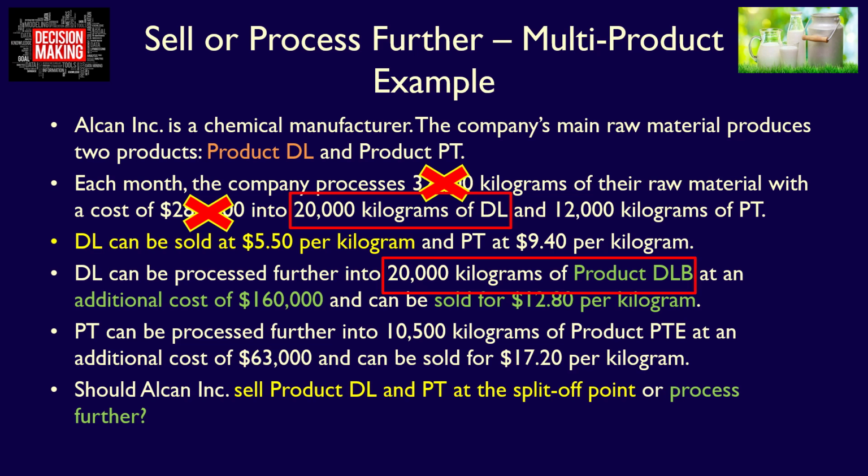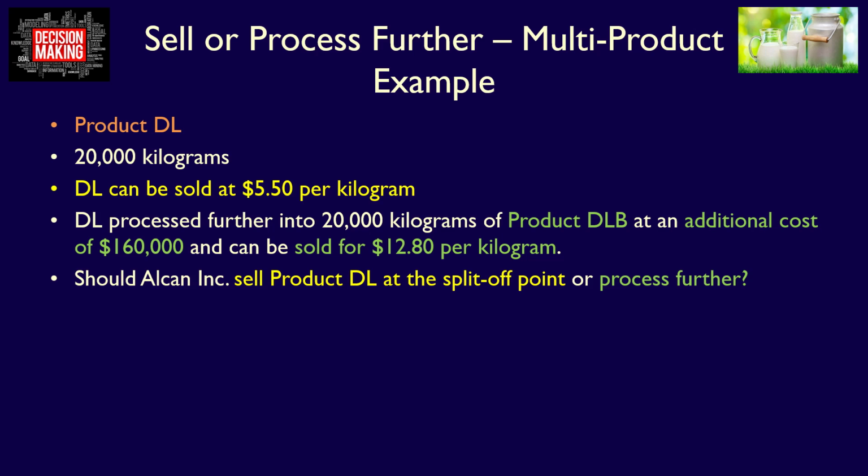20,000 kilograms of DL can be processed into 20,000 kilograms of DLB. Since there is no change in the amount of the product under both alternatives, it means that we can perform incremental analysis on a per kilogram basis or on a total revenue and total cost basis. If we choose to perform the incremental analysis on a total revenue and total cost basis, then yes, this is relevant, even though it does not change between alternatives. We will be doing both per kilogram and total analysis, so the amount of each product that can be produced is relevant. To summarize, there are 20,000 kilograms of DL.